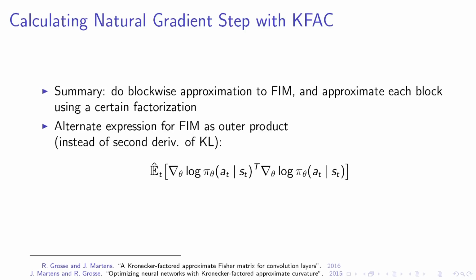In particular, you find some kind of block diagonal approximation to this matrix, where each weight matrix in the neural net is treated as its own block of parameters, and then you assume a certain kind of factorization. You assume that this block has a factorization as a tensor product of two other matrices. So it's actually quite simple. You assume that there's an alternative expression for the Fisher information matrix as an expectation of outer products of grad log probability.